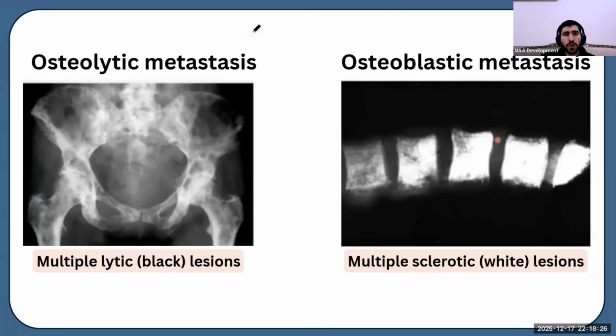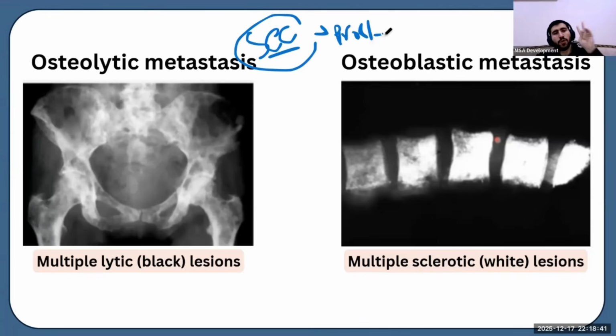Okay. The most common cause of bone cancer is secondary. This was an MCQ question. The most common cause of bone cancer is secondary. The most common cause of secondary bone cancer is prostate cancer. Okay, memorize these things.